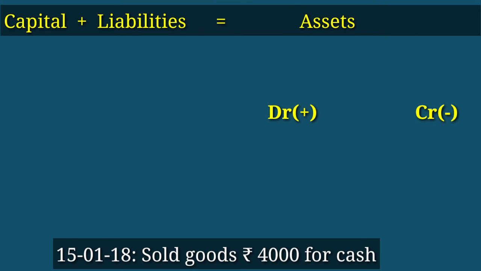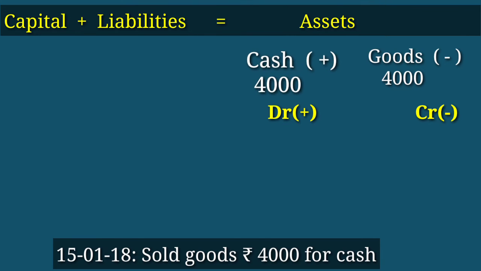Here also we can prove the accounting equation. When selling goods, goods or stock is decreasing. Goods is an asset. Asset is decreasing 4000 rupees, and we are getting the cash. Cash is increasing rupees 4000. When asset is decreasing, we should credit, and when asset is increasing, we should debit. Here cash is increasing, so cash we can debit, and goods or stock is decreasing, we can credit it.